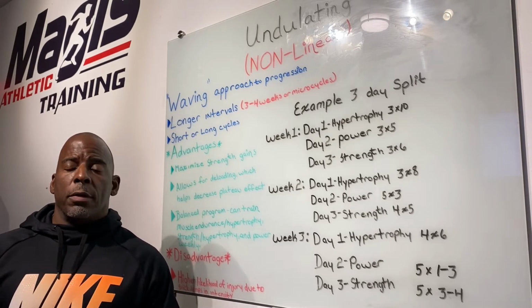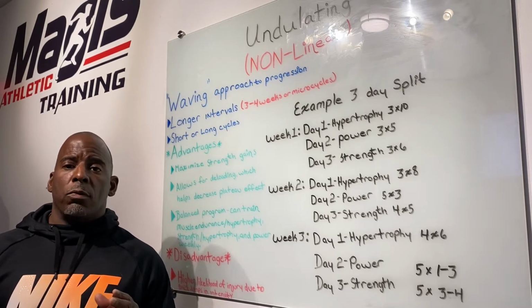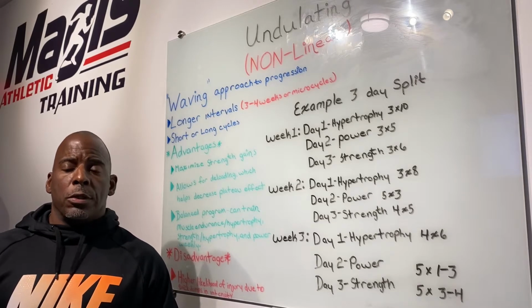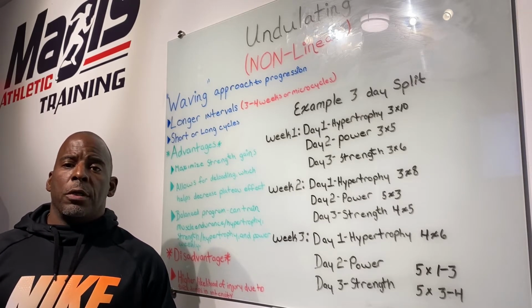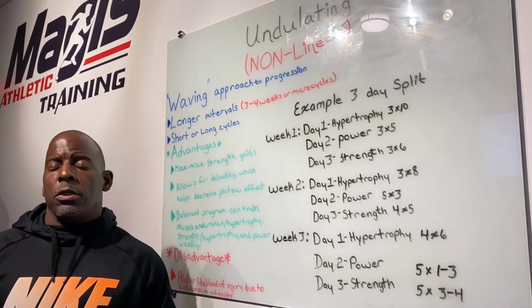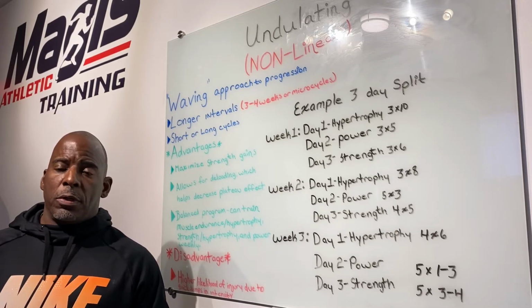or one training period. Where again, when we're talking about linear periodization, you're working on one fitness goal at a time, whether that be your muscular endurance, your hypertrophy, your strength, your power. Whereas with undulating periodization, you're working on all three of those fitness goals in the same actual period.